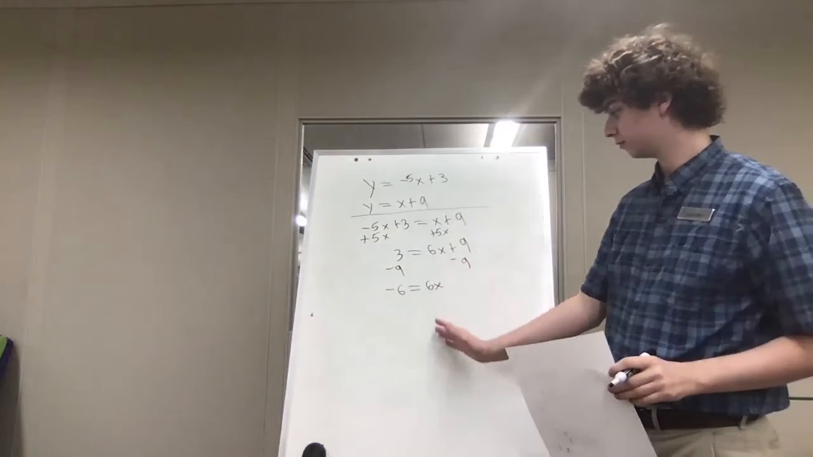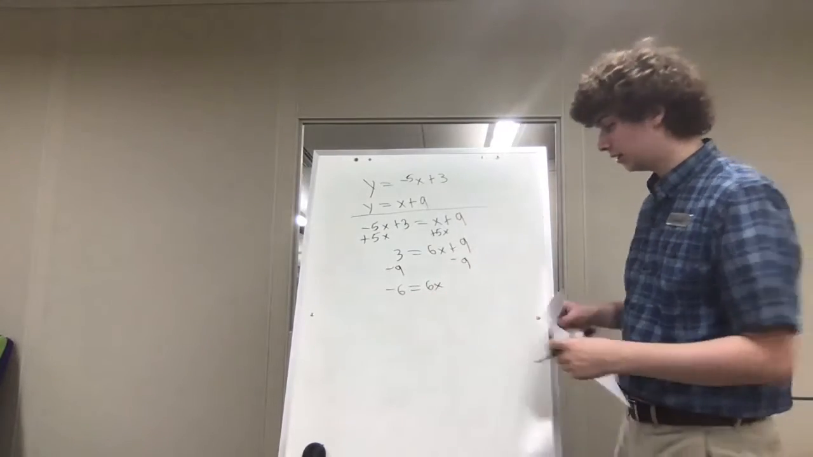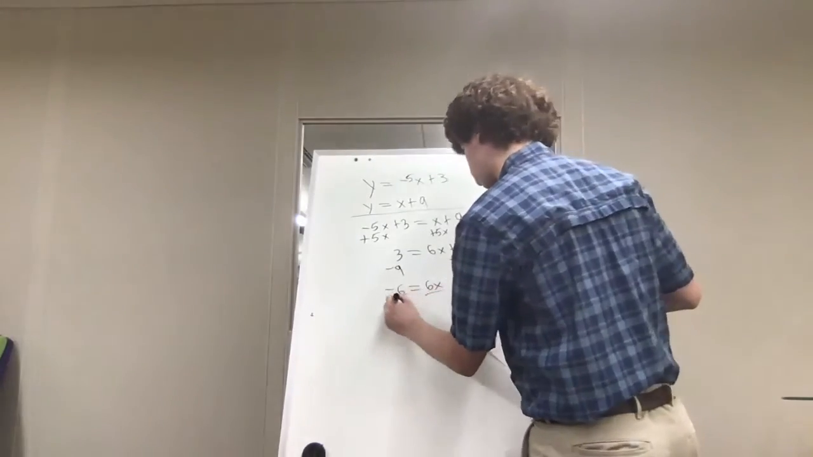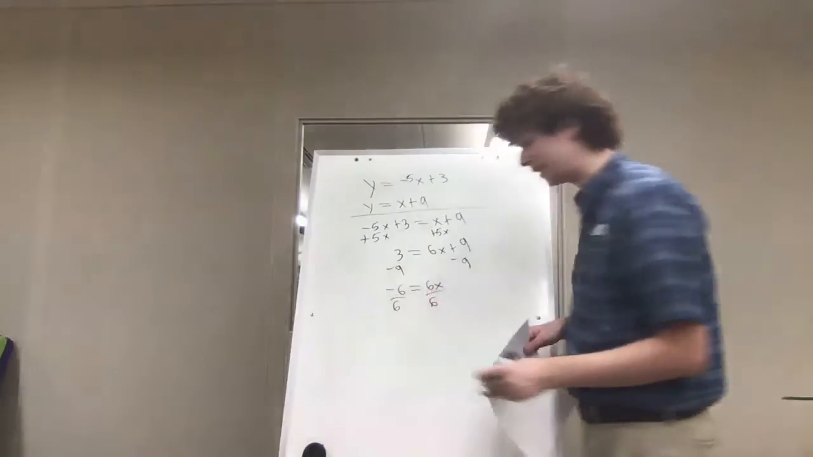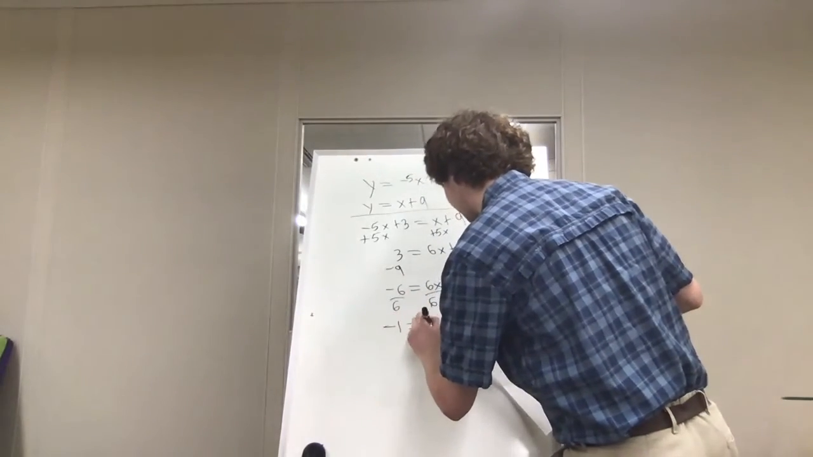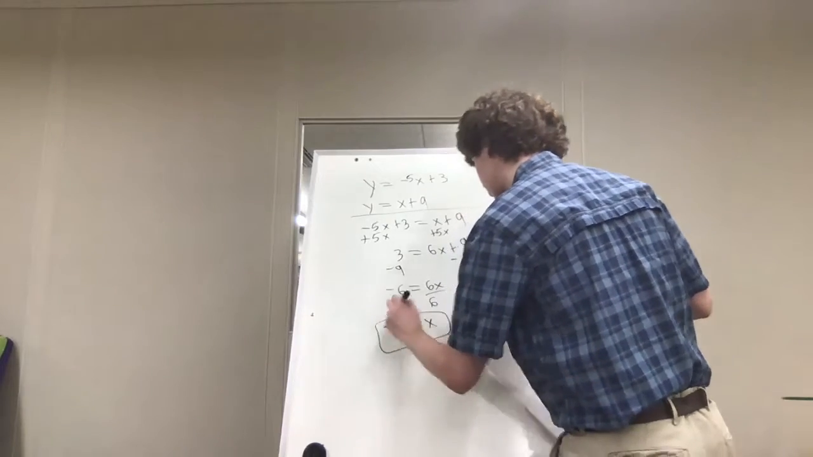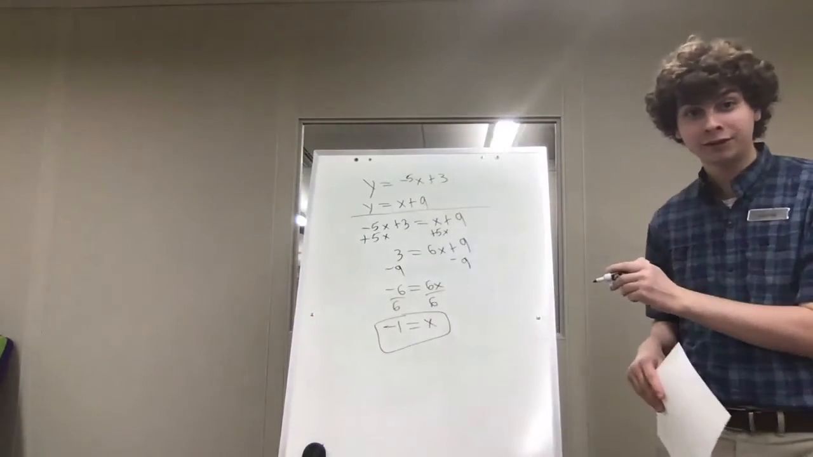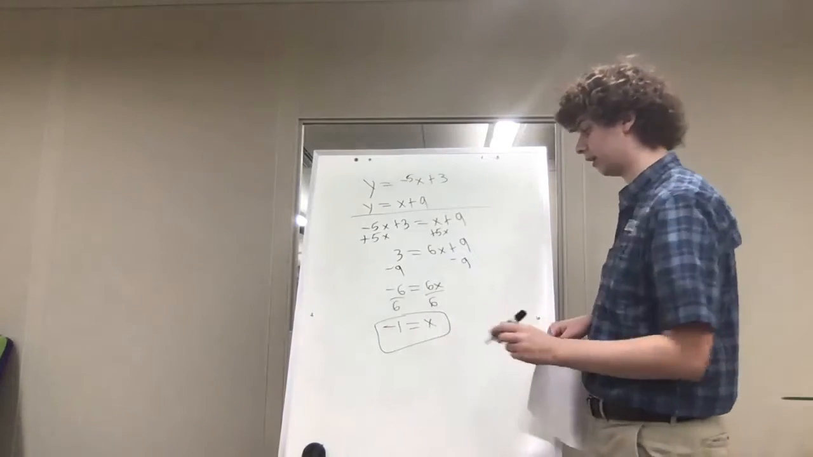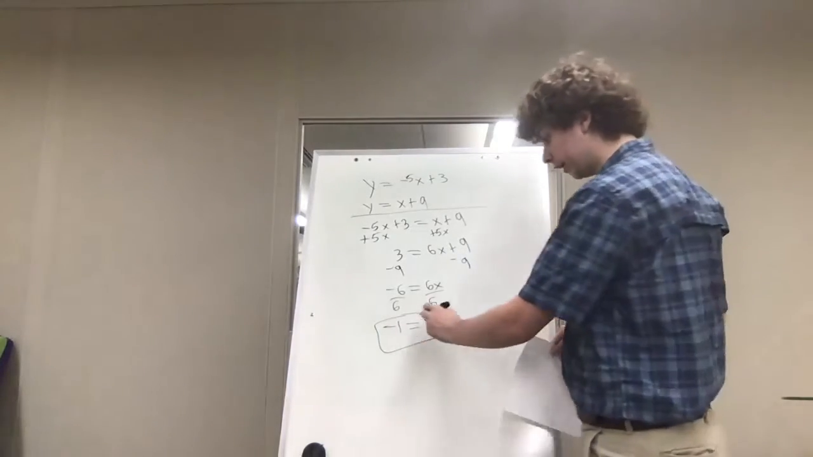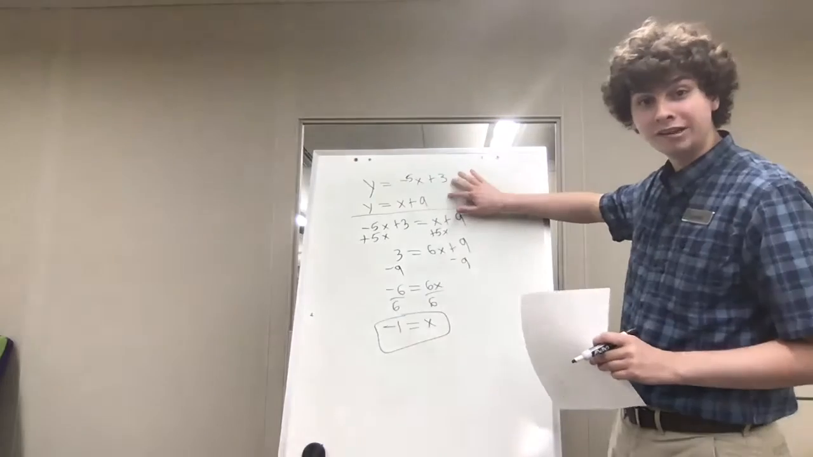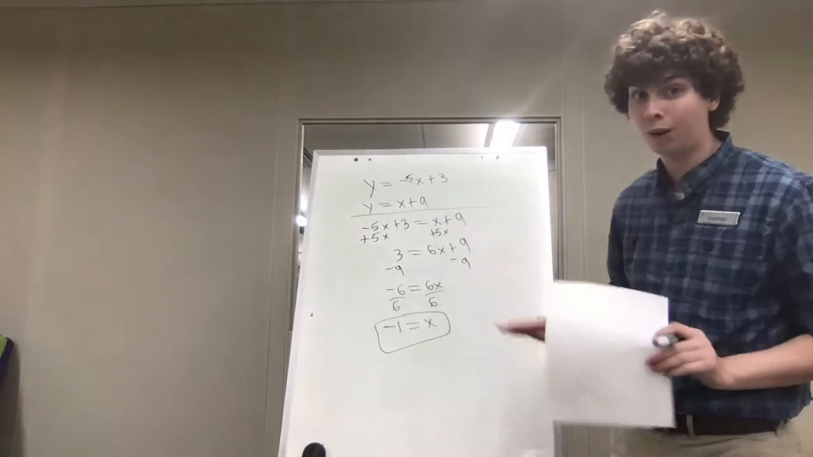So this is where we're at now. Now I need to get x by itself. We divide by 6 on both sides. And that gets us negative 1 equals x. That's only half of our solution though. So we're gonna put negative 1 in for x in one of these initial equations. That's how we're gonna get y.